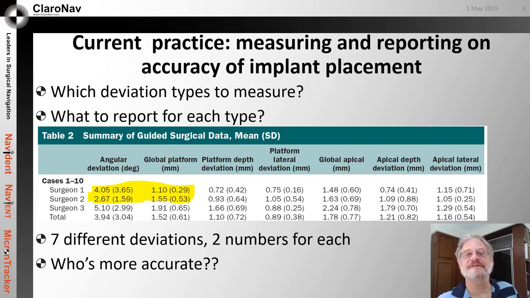Let's look at how the results of accuracy studies are being reported in the literature. The examples I'm showing here relate to placing dental implants, and the deviations being measured are between where the implant was planned and where it ended up.